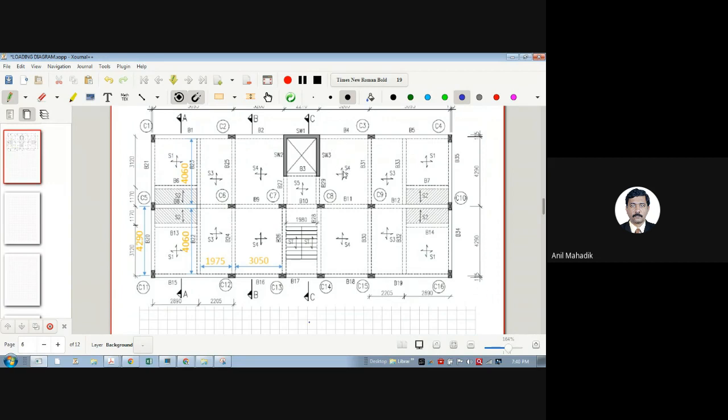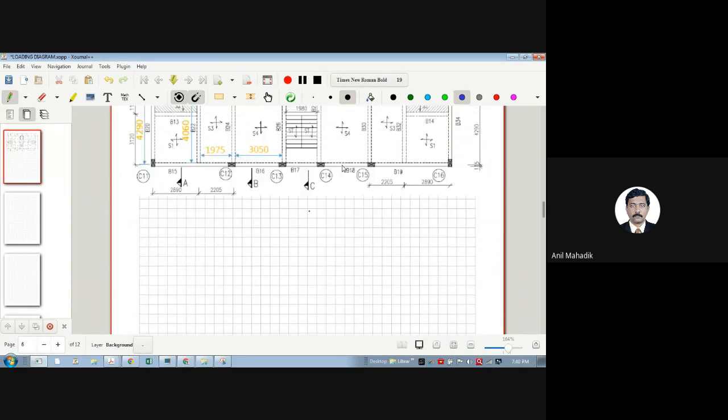So how much is the load? Now we have already calculated the loads. So how much is the slab load for S4? First is the dead load, then SIDL and live load. So we will consider both the loads.